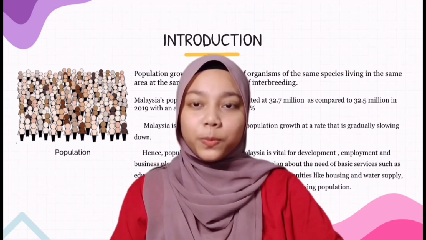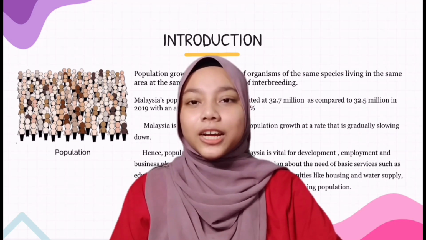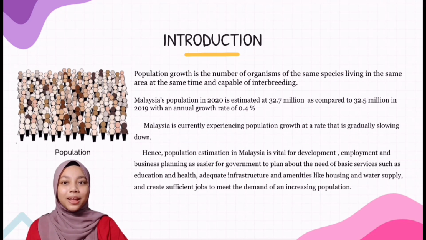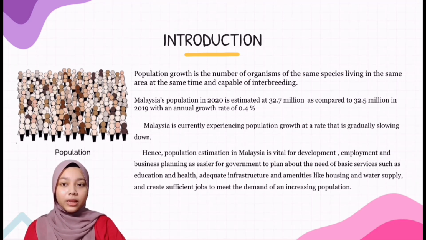So today I will explain about the background of study. Population growth is described as the number of organisms of the same species living in the same area at the same time and capable of interbreeding. According to the Department of Statistics Malaysia, the population of Malaysia in 2020 is estimated at 32.7 million as compared to 32.5 million in 2019, with an annual growth rate of 0.4%.